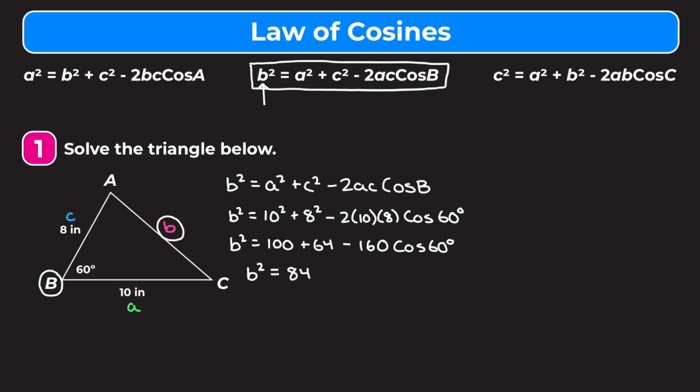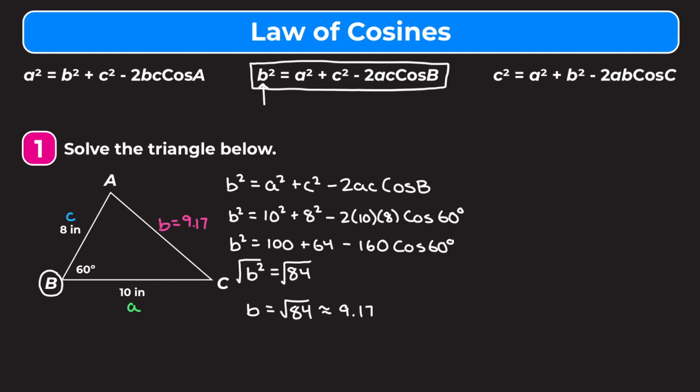Remember, to solve for a variable when it's being squared, you take the square root of both sides. We square root the left side and square root the right side. On the left side, square rooting b squared just cancels out, so we're left with b. On the right side, we get the square root of 84. I'm going to put this in my calculator to get a decimal approximation, and the square root of 84 is roughly 9.17. So side B is roughly 9.17.